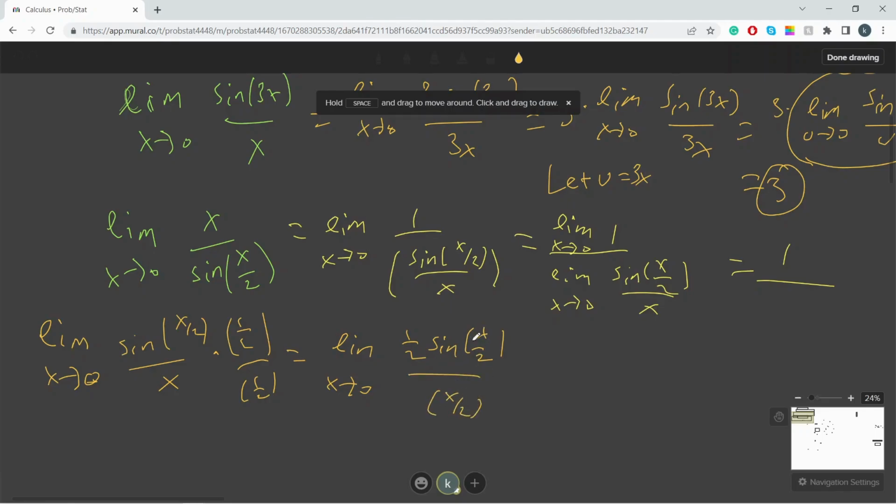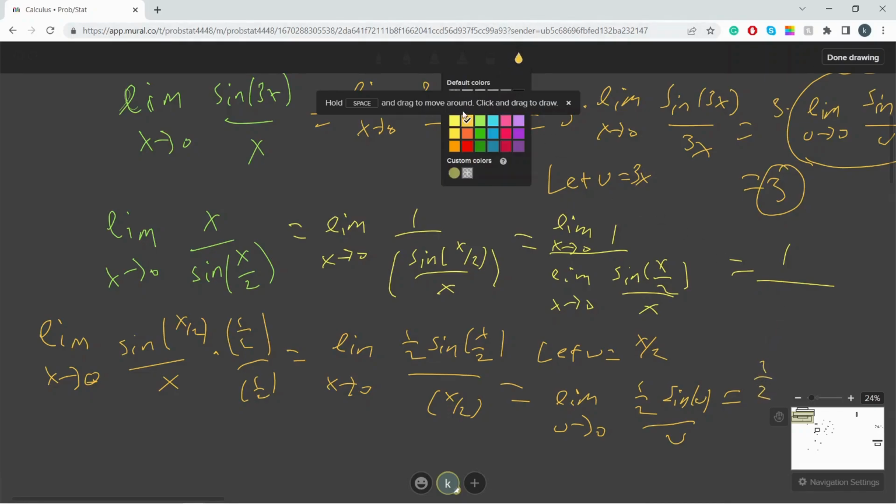And then we can make a substitution, right? Let u equal x over 2. So letting u equal x over 2, we realize that when x approaches 0, u approaches 0. So this form is simply equivalent to the limit as u approaches 0 of 1/2 sine of u over u. And the answer is just going to be 1/2. So now we know that the value of this limit right here is just going to be 1/2, as you expected. So 1 over 1/2 is just 2.